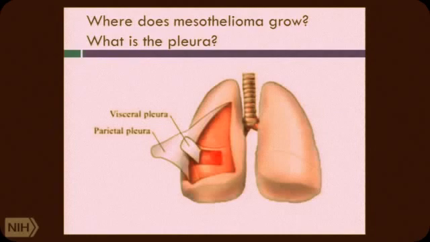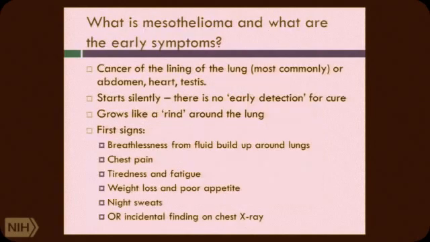When we're talking about pleural mesothelioma, we have two different parts of the pleura, the visceral pleura over the lung and the parietal pleura over the lining of the chest wall. And most commonly, both of these are involved.